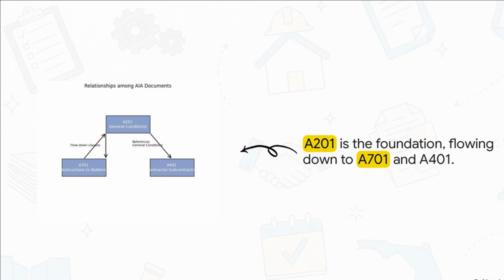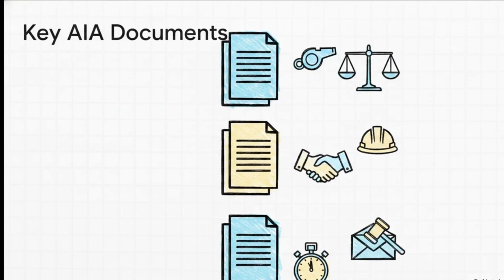It's called flow-down clauses. It basically means the subcontractor is bound to you, the contractor, by the exact same rules and conditions that you are bound to the owner. Let's quickly break down the specific purpose of each of these, because you'll definitely be tabbing these in your reference books. The A201 is the keystone.